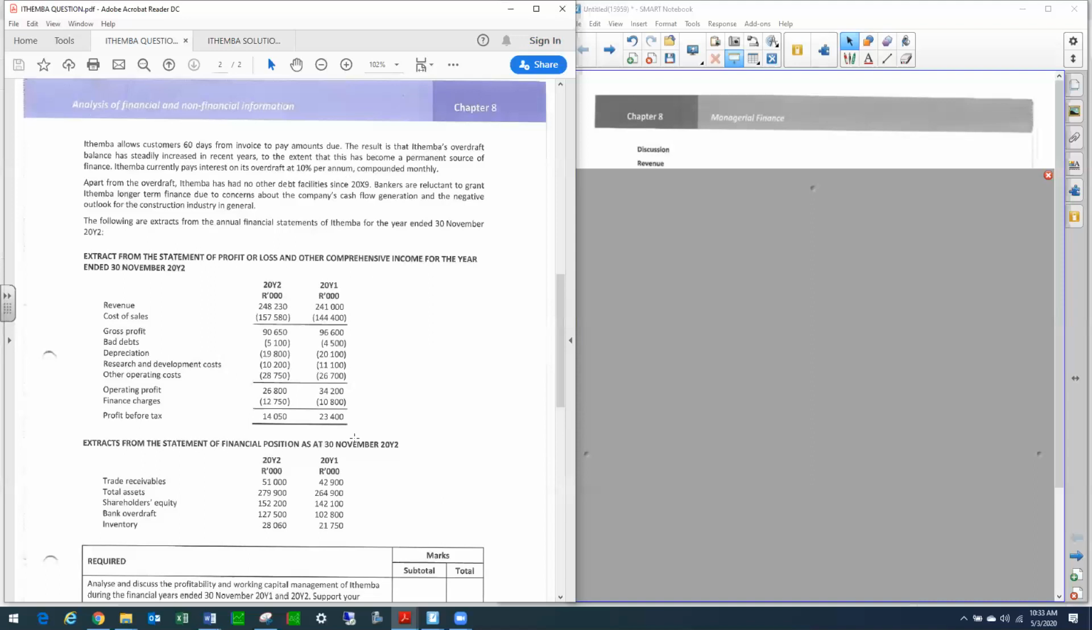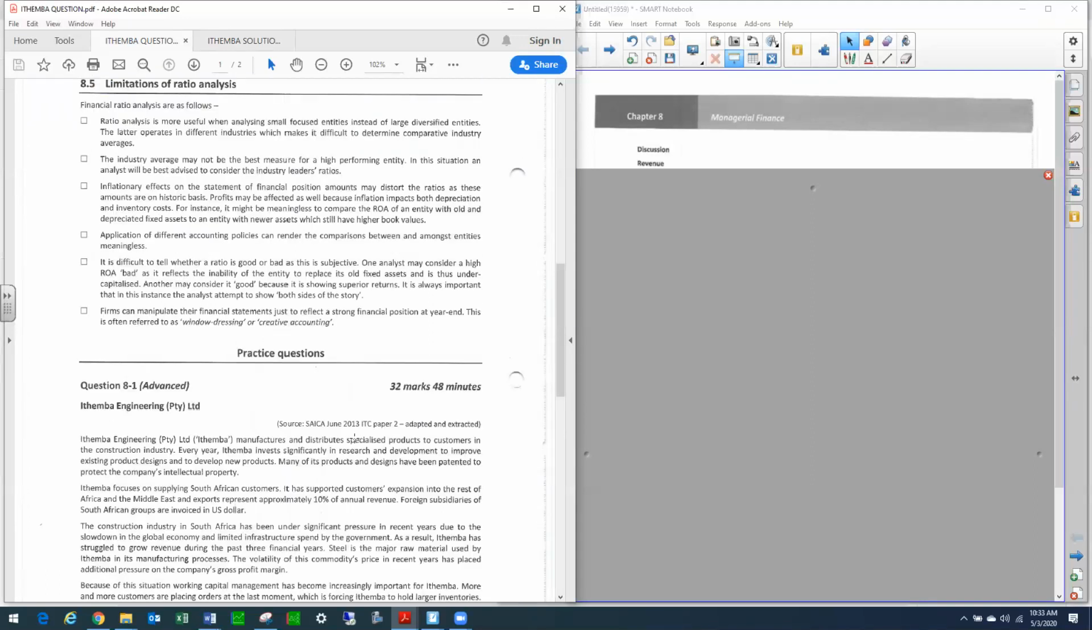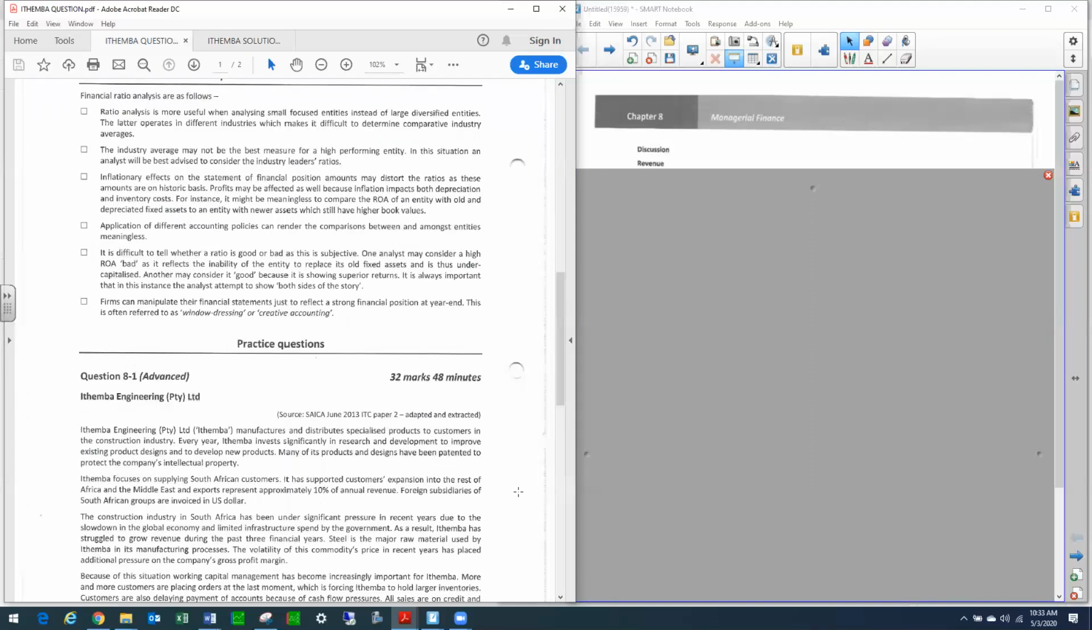Guys, now, what I want to do is just go back to the question. What has it told you there? And I'm going to just read through a couple of things very, very quickly. It says the construction industry in South Africa has been under significant pressure in recent years due to a slowdown in the global economy and limited infrastructure spend by government. Do you think that should be in your solution, guys? Yes. Profitability. As a result, Ithemba has struggled to grow gross revenue in the past 3 years. Should that be in the solution, guys?